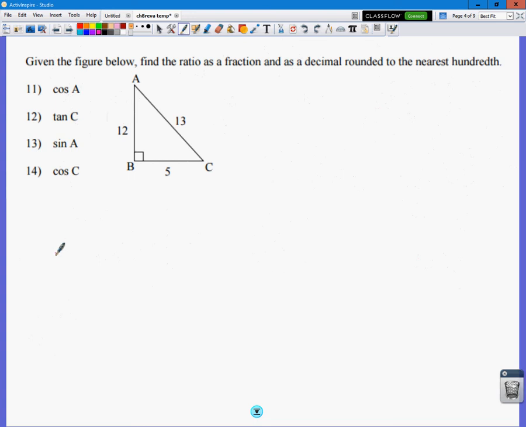In numbers 11 through 14, they are just asking me to find the ratio. They're not asking me to find these angles. They want it as a fraction and as a decimal to the nearest hundredth.